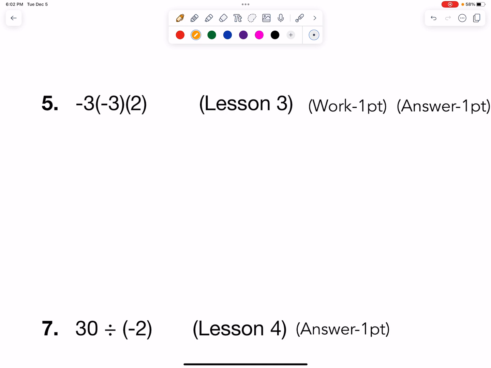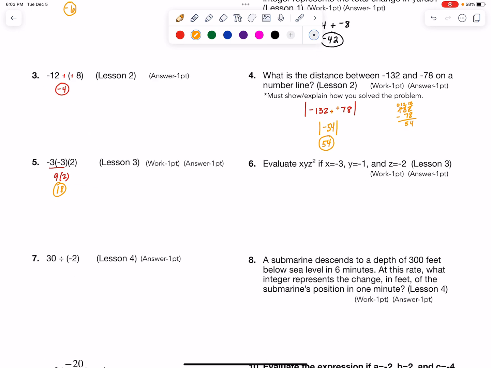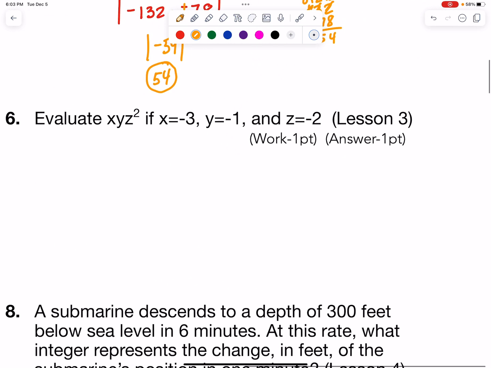All right, here we go. Some good, just simple order of operations. Multiplication first. Negative times negative is a positive, times the 2, and we end up with 18. And there we go. Okay, number 6, we have evaluating.